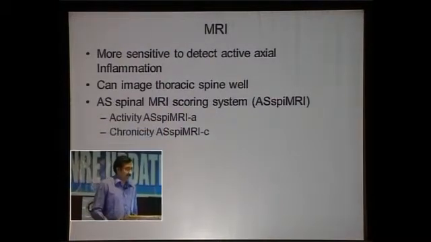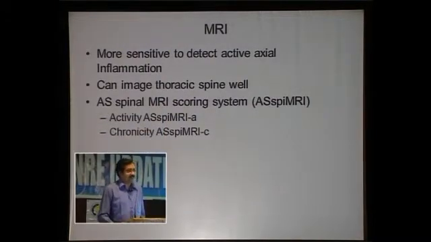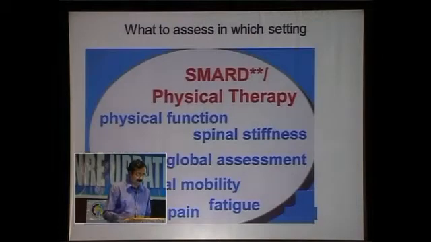MRI is coming up in a big way. The advantage is that MRI can image the active axial inflammation. So it does not only image the damage. It can definitely image the damage, but it also images the activity. And after giving anti-TNF, you can very clearly see the Romanus lesion disappearing, the enthesitis lesion disappearing, etc., etc. And it can image the thoracic spine as well. And there are 2 scores, the AS spinal MRI scoring system, one for activity and another for chronicity, but it requires a lot of effort and a lot of standardization.